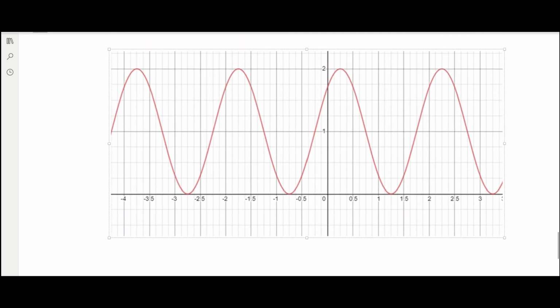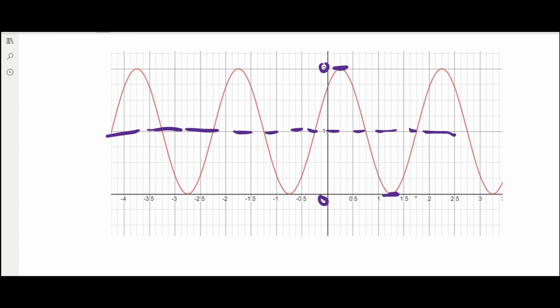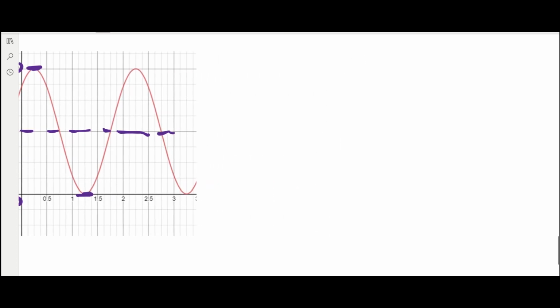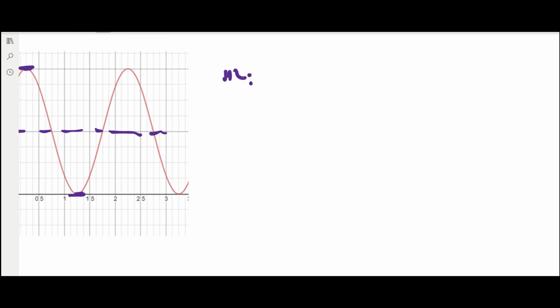All right, so let's find our midline real quick. Our maximum is 2. Our minimum is 0, right? So what's the average between 0 and 2? Well, that's just going to be 1. But again, you want to show your work, right? So the midline, that's ML for midline, y equals (2 plus 0) divided by 2, which is 1. Okay, so make sure you show your work.